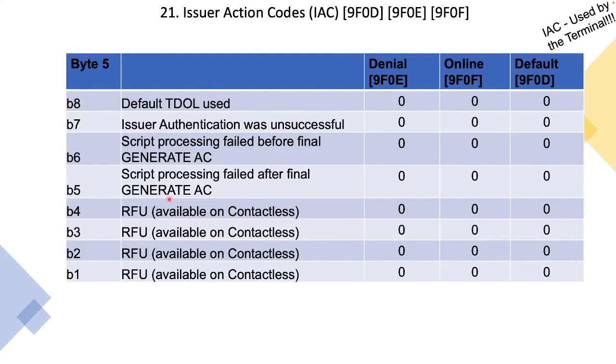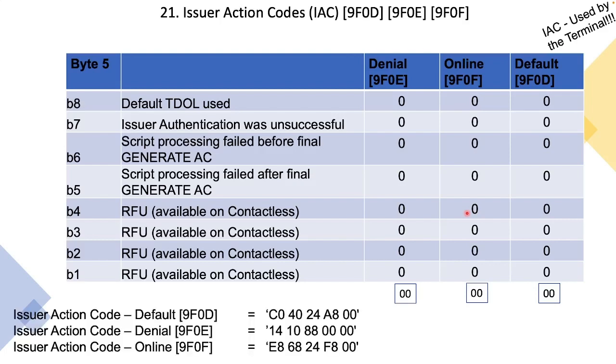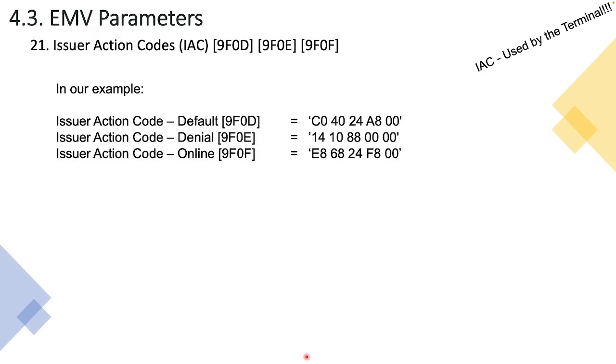So generally byte 5 seems to revolve largely around what has happened in the transaction after it's gone online and come back. Script processing always happens after the message returns from the issuer. Issuer authentication happens after it's returned from the issuer. So you would set your rules here. You would roll it up to its hex equivalent, and at the end of working through byte 5, you now have 3 hex values that you can write to the card. Okay.